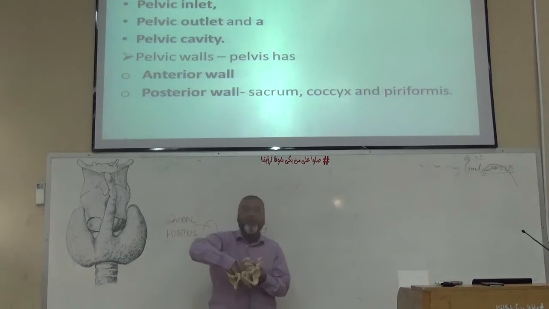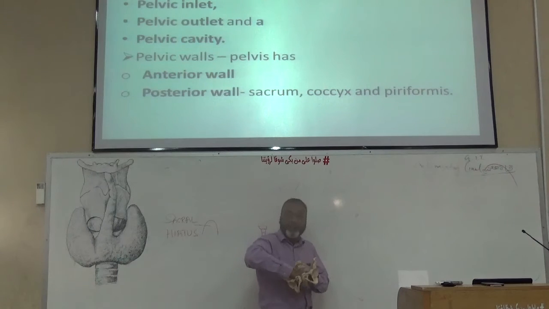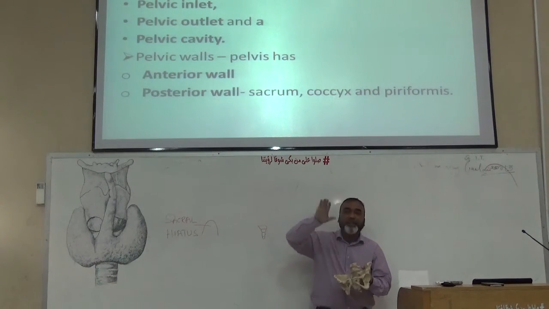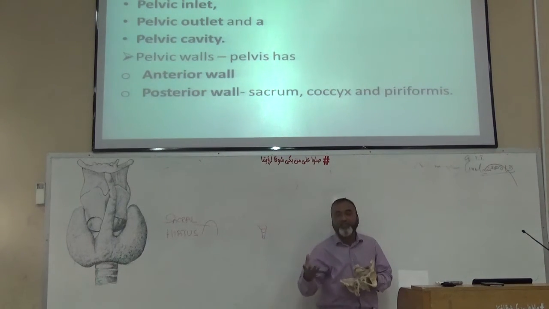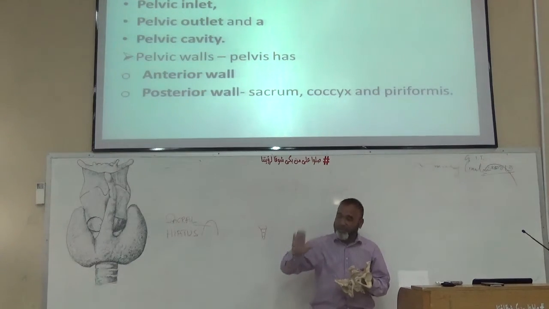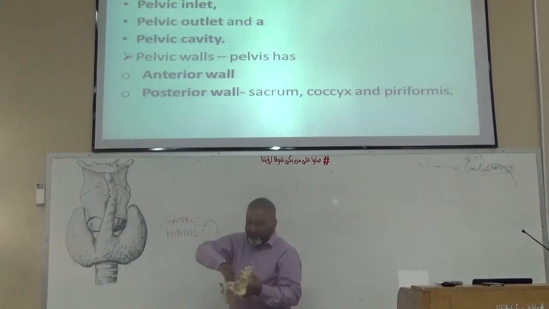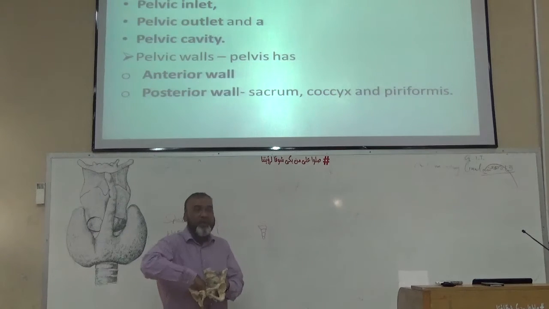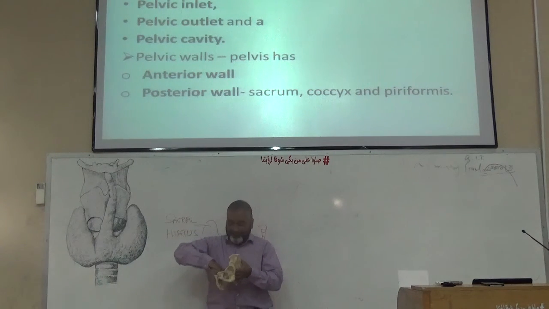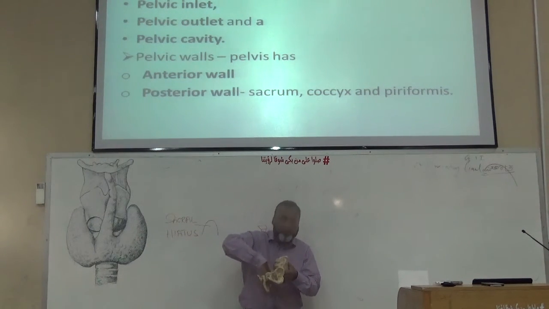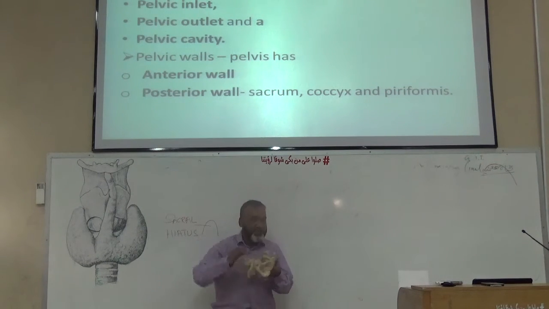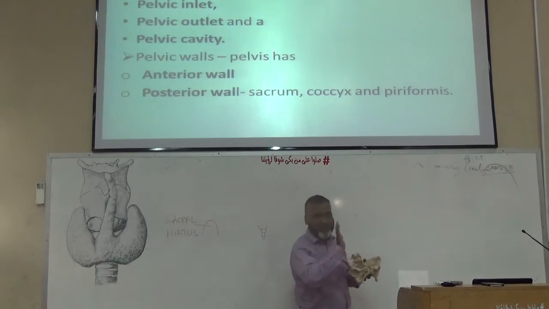So in the lateral wall we have the obturator internus muscle. The obturator internus is covered by a fascia named the obturator fascia. So laterally we have the obturator foramen, the obturator membrane, over it the obturator internus muscle, and the obturator fascia covering.